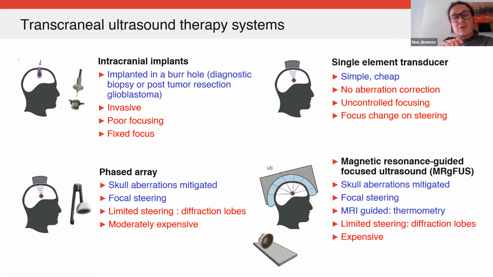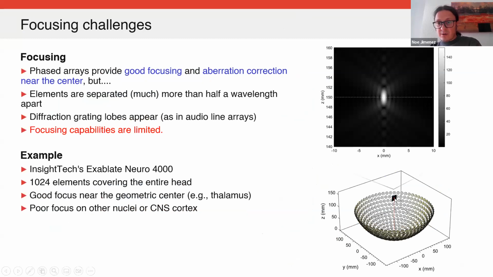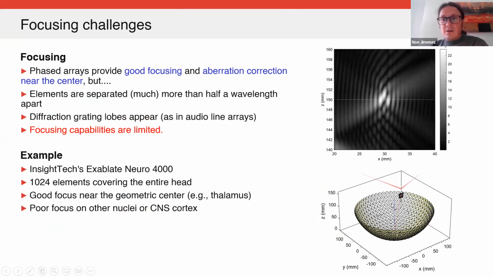But when you try to use the same system in order to move the focus along the skull, for example, here you can have a simulation of how the focus is in the center of the array. So in this position, all the waves are collimated in the center, and you have a very good focal spot. But when you try to move towards the right, you can see that you move some millimeters, and then you lose this capability of focusing, because elements are very big and they are separated by more than a wavelength. This is not happening in imaging devices, but the therapeutic devices are very big, and they have this problem.